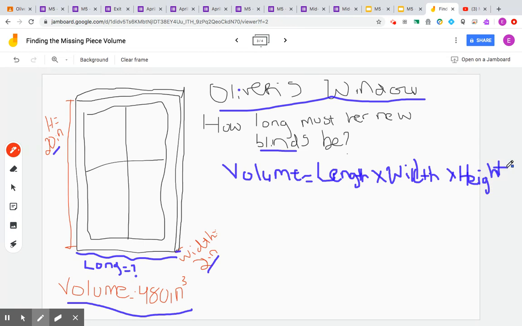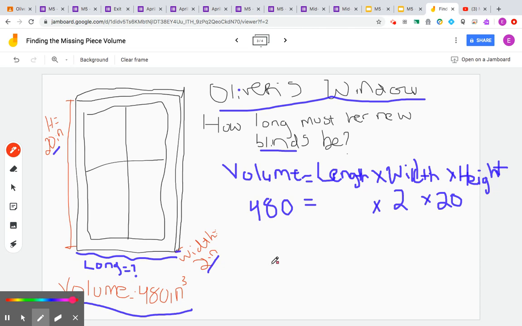So, let's plug in what we know. We know the volume is 480. We know my width is 2, and we know the height is 20. We have no idea how long it is or the length. Okay, so how can I figure out the length?